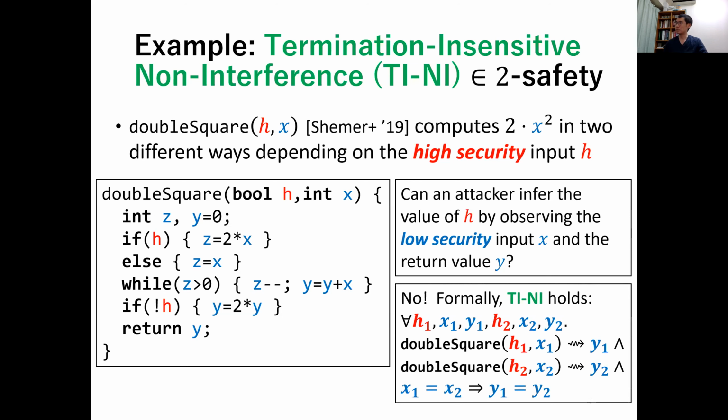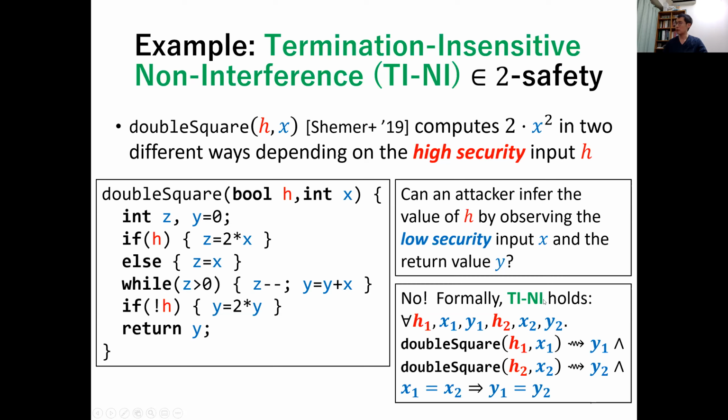Okay, well, no, because I also say here that this computes 2 times X squared. And looking at the output, you cannot tell anything about the high security input. The output is independent of high security input. This independence is exactly what non-interference characterizes.